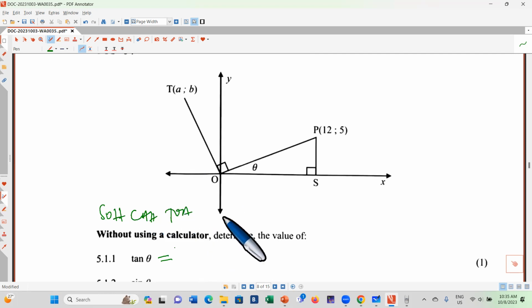as the opposite over the adjacent. Opposite theta is this one, which is y. The adjacent is 12. So it would be PS over OS, right? Yes, correct. Well done. Next question.